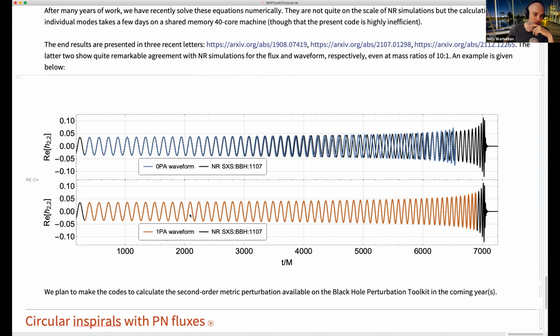And then once you add on these post-adiabatic corrections, you see you get this really nice agreement with numerical relativity up until close to merger, where our 2 timescale approximation breaks down. But it does really quite remarkably well, even at mass ratios of 1 to 10, which is, you might think, pushing the limits of using perturbation theory, but it seems to work remarkably well.